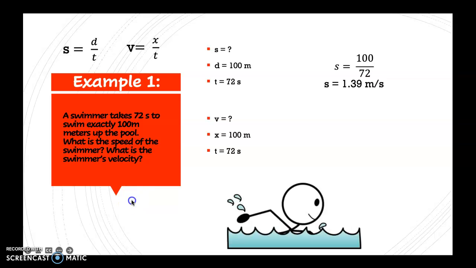For velocity, I am going to also have 100 meters. Since it says up the pool, up is considered a positive value. So no matter what, because they only did one lap, they went from one side to the other, they went in one direction, in a positive direction, both my speed and my velocity are going to be identical.